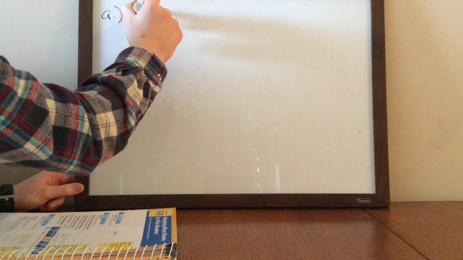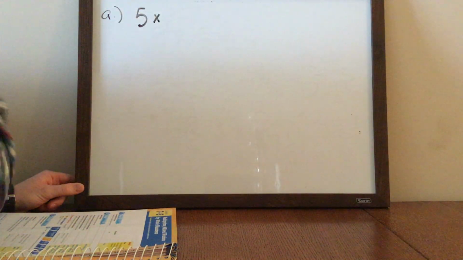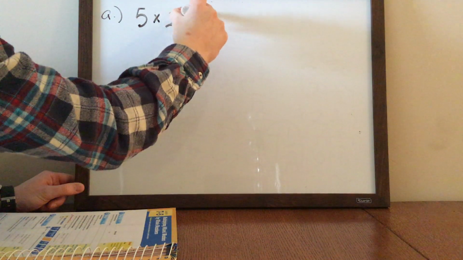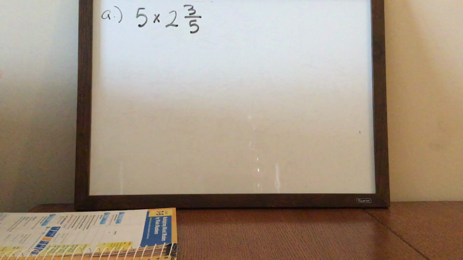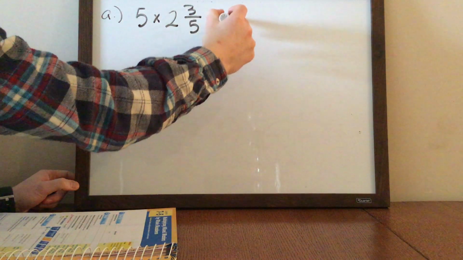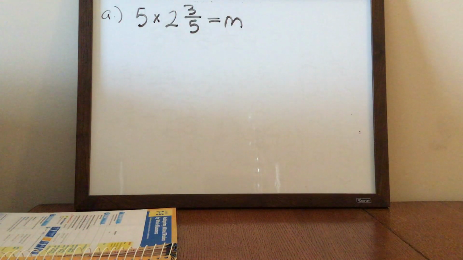So part A asks us to do a number model with an unknown. So go ahead and write that in, your number model with the unknown, please. Pause this video if you need to. Hopefully you had a number model of 5 times 2 3/5. Or you could have written it as 2 3/5 times 5. As long as we have the equals with an unknown.